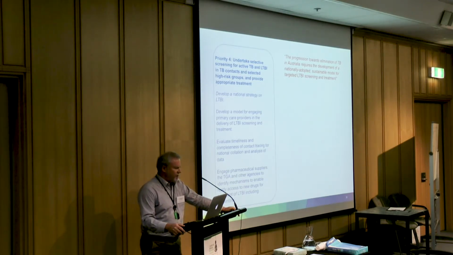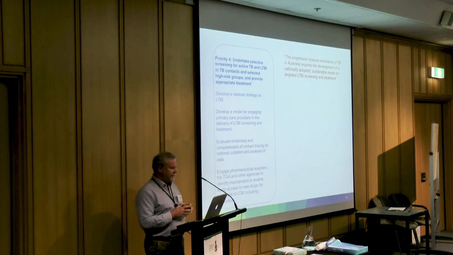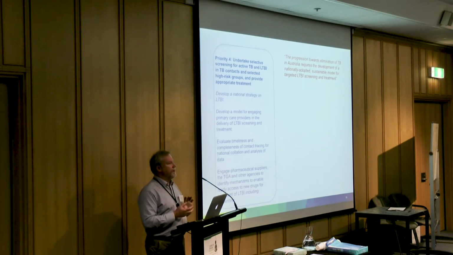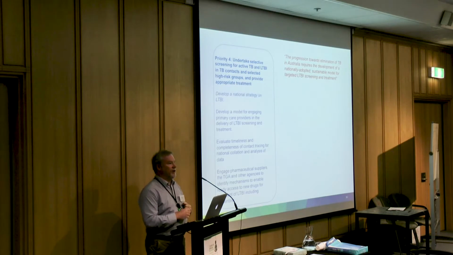It's important to evaluate the timeliness and completion of contact tracing and be able to pull in the jurisdictional data into a national data set so it can really see how well do we do on contact tracing. And as many know, we have issues in this country where common tuberculosis drugs and combination drugs and drugs for treating latent tuberculosis such as rifampicin are not available. And so we see that there is a role both for NTAC and others to lobby for better availability of these agents.